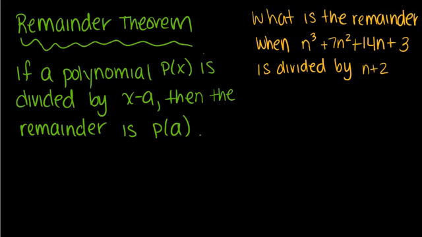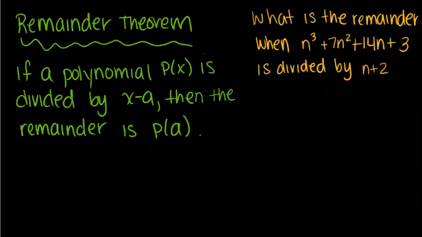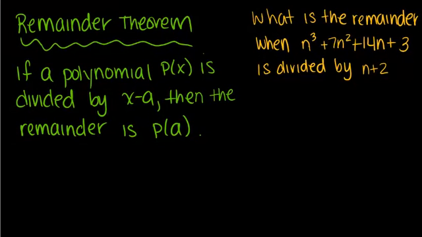Hey everyone, so we're going to start with the remainder theorem. The remainder theorem says if a polynomial p of x is divided by x minus a, then the remainder is p of a. What it's really saying is if you have some polynomial and you divide it by a binomial, in this case, let's say I used x plus 2.